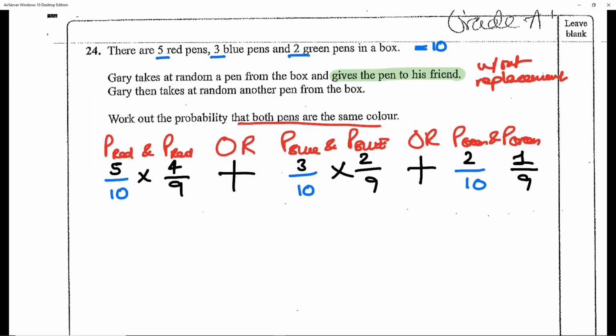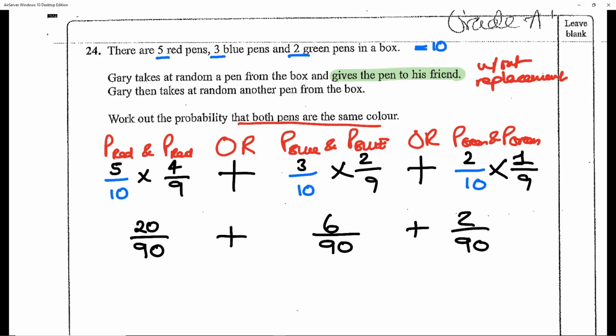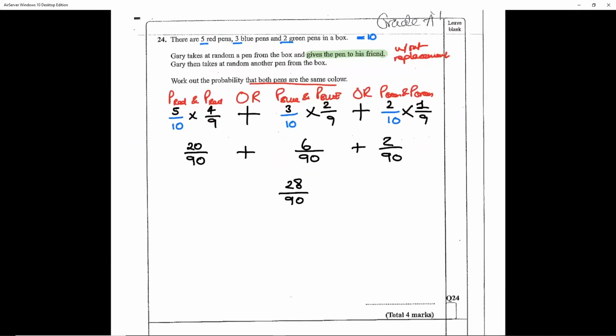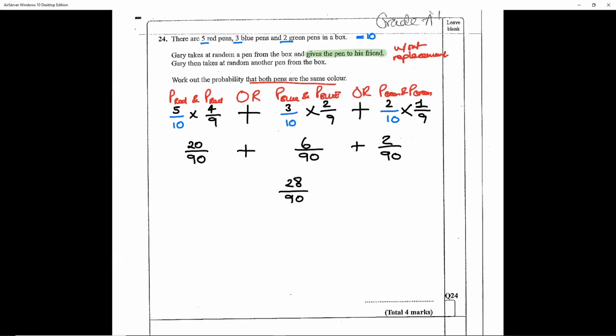So 5 times by 4 is 20 over 90, plus 6 over 90, plus 2 over 90. Okay, and then the final answer is 28 over 90. Lovely. Fantastic. You can cancel it down as well if you wish.